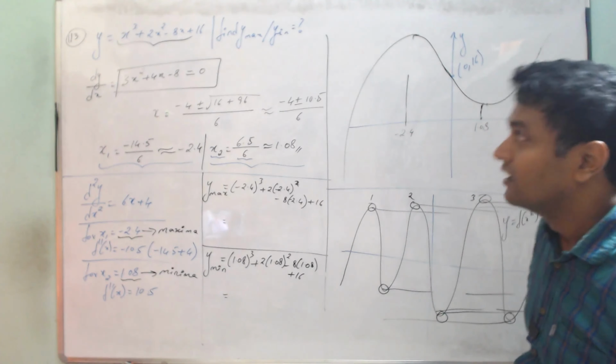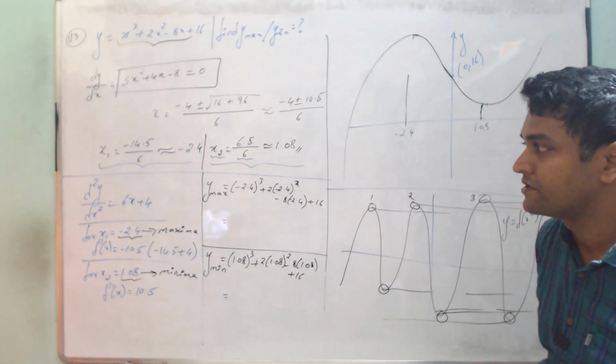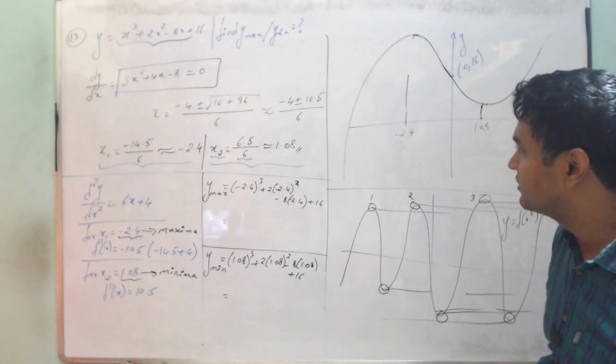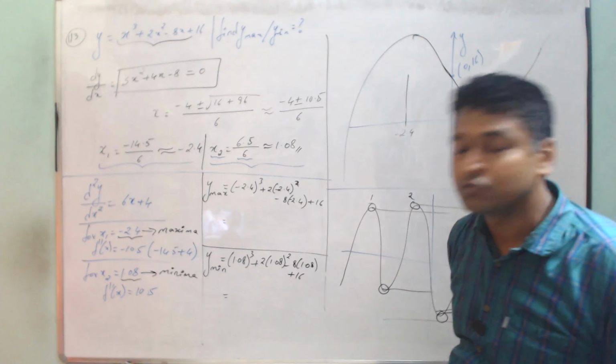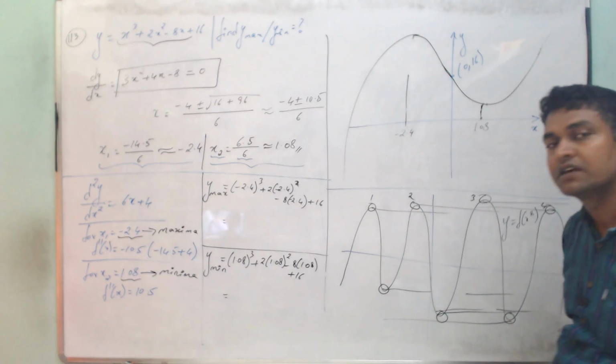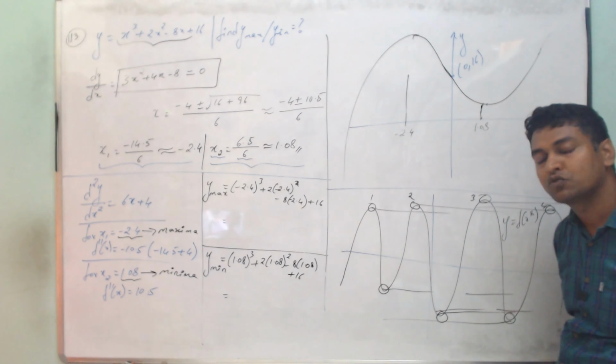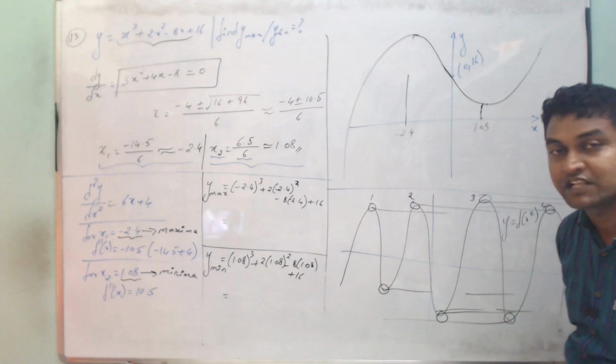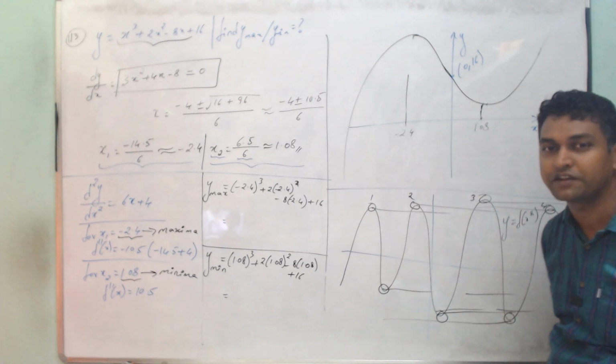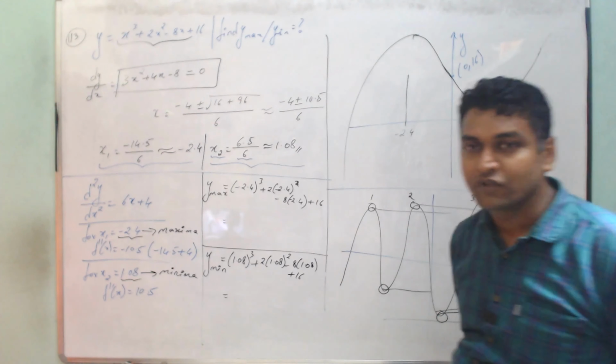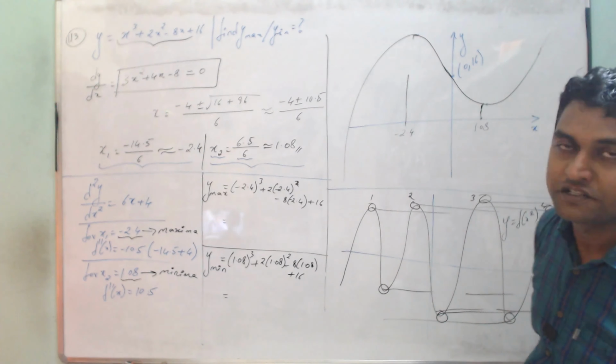Are you getting my point? So yes, we can have more than one, more than 2, more than 3 maximas and minimas, more than 4, however many. That's why nth differentiation is also there. But not for us right now.